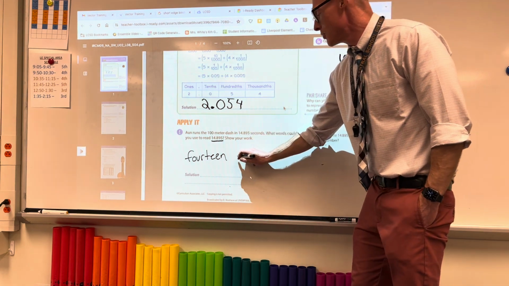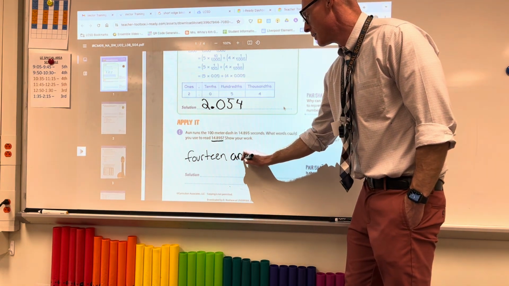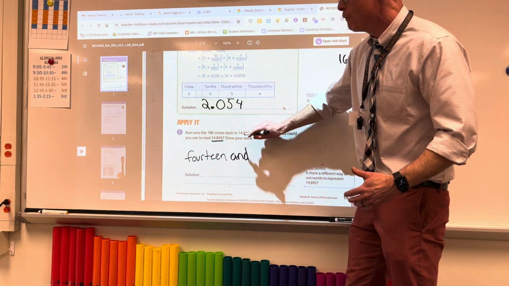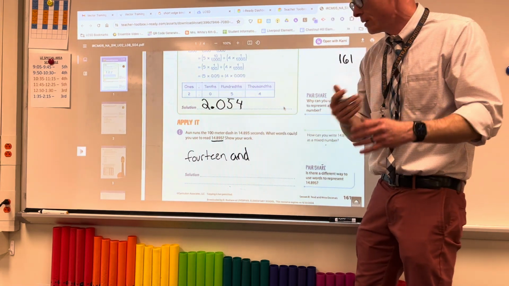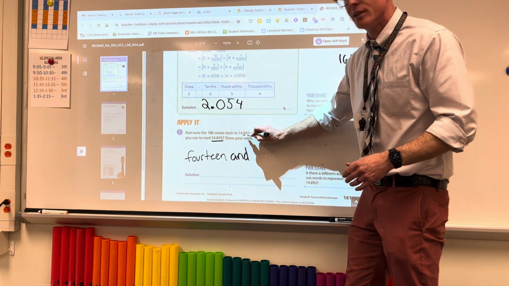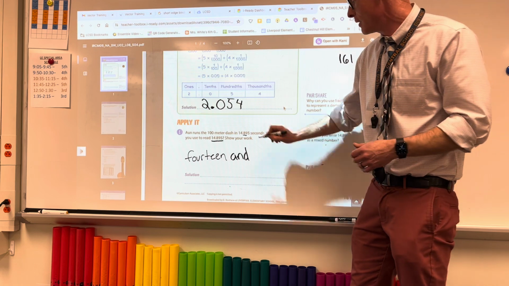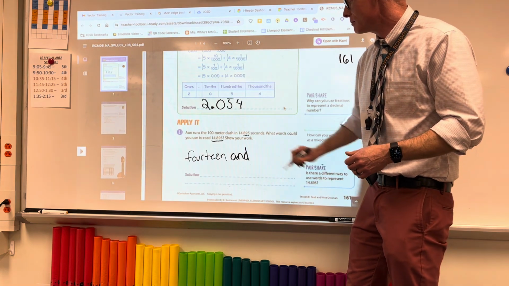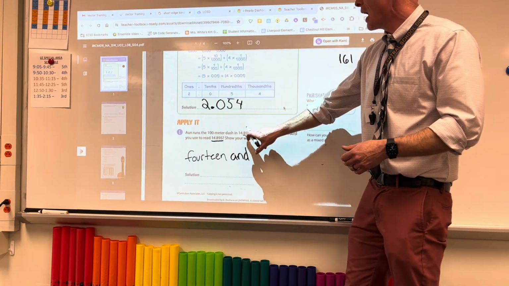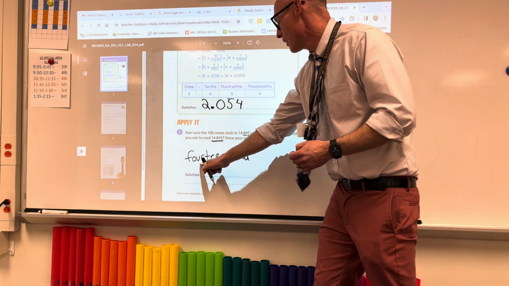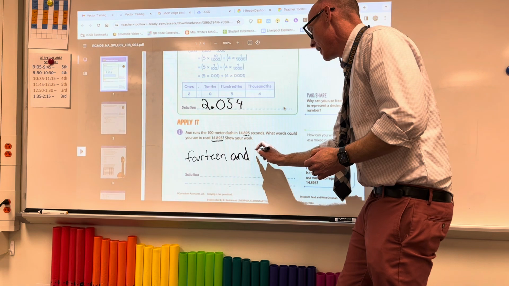Then there's the decimal, so we're going to write and. This is where things get a little bit tricky. How far out do you go? Tenths? Nope, we go further. Hundredths? Nope, we go further. Thousandths? That's where we end. So now we're at 895 thousandths. So we're going to say 14 and 800.